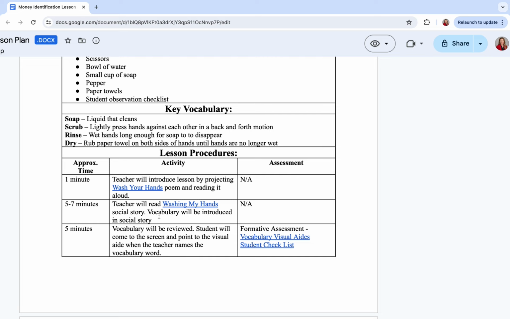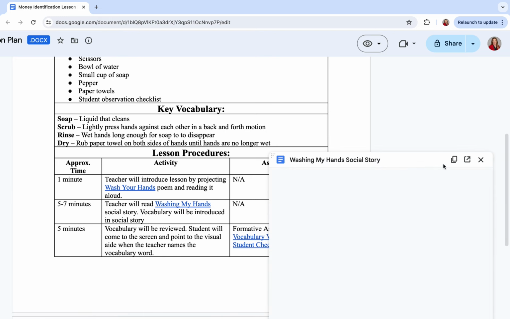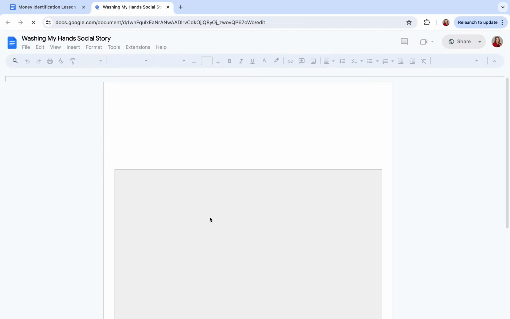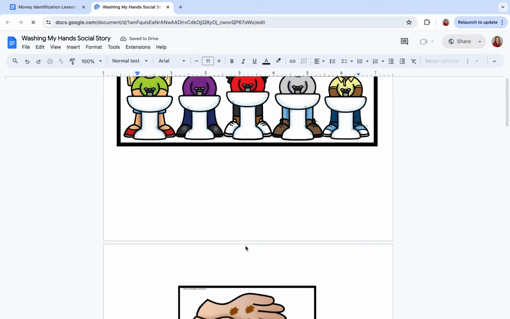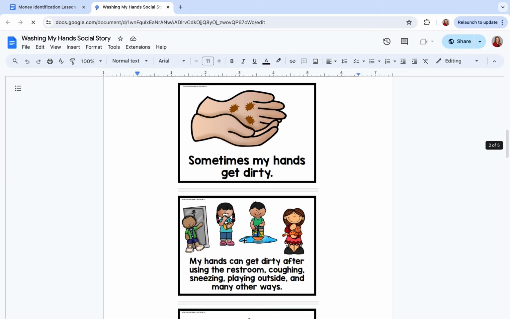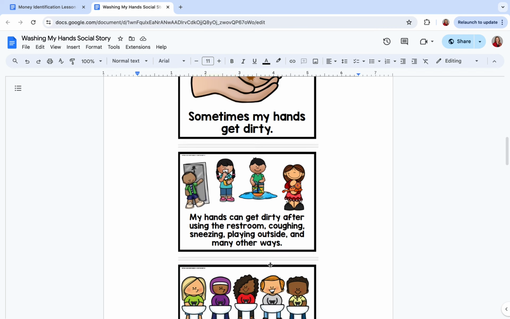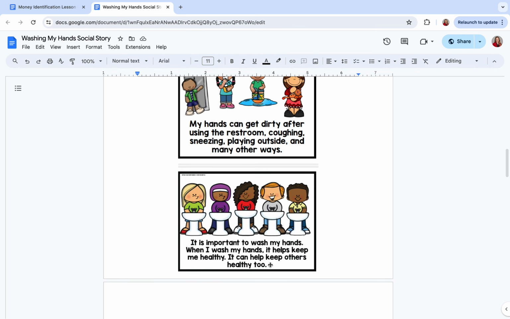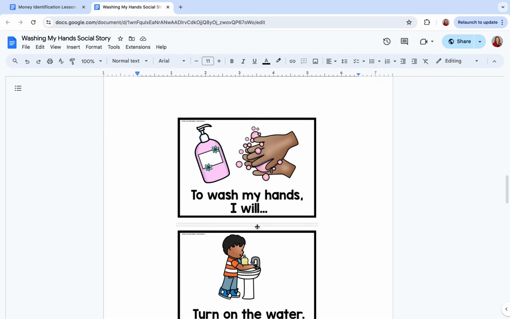The teacher will then read a washing my hands social story. Within the social story, the vocabulary identified above will be introduced. In this social story, the sequence of washing your hands is also included. For the sake of time, I will not read through the entire social story, but it talks about how hands get dirty when using the restroom, coughing, sneezing, playing outside, and many other ways. It's really important to keep our hands clean because of health reasons.